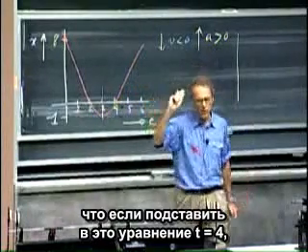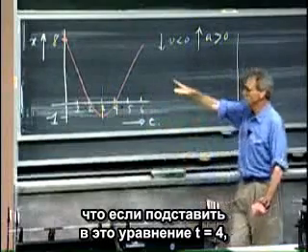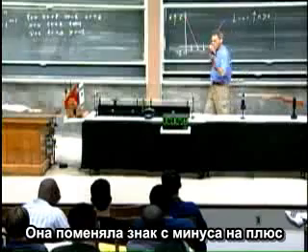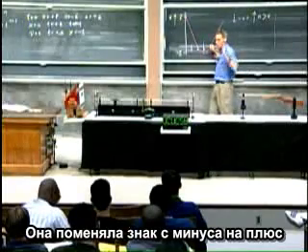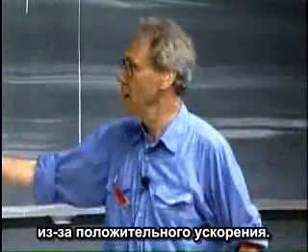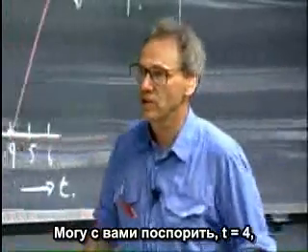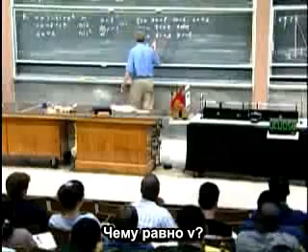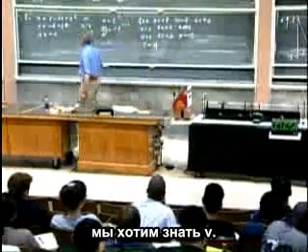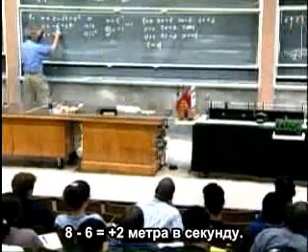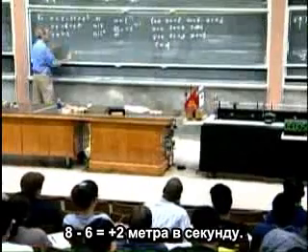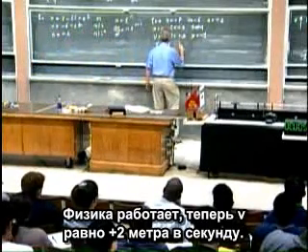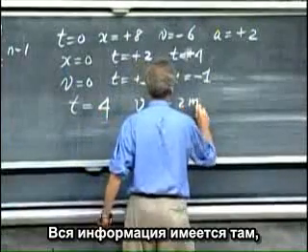I therefore bet you a nickel that if you substitute in that equation t equals 4, the velocity better be positive. It has changed from a minus sign to a plus sign because of this positive acceleration. I bet you a nickel. t equals 4. What is v? We want to know v. 8 minus 6 plus 2 meters per second. You see, physics works. v is now plus 2 meters per second.